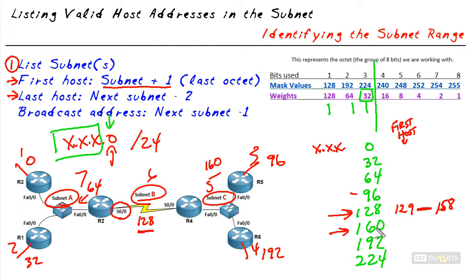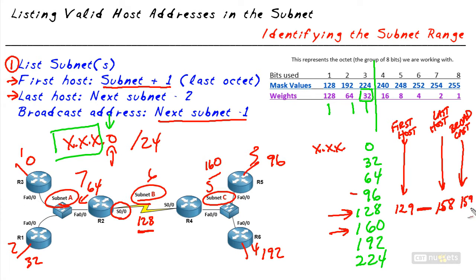Why do we have to subtract 2? Why can't we just use the next subnet minus 1? The reason is that the next subnet minus 1 is the broadcast address for the previous subnet. So the first host is this column. The last host is right here, and the formula for that is the next subnet minus 2, and the broadcast address is going to be the next subnet minus 1, which is 159 in this case.